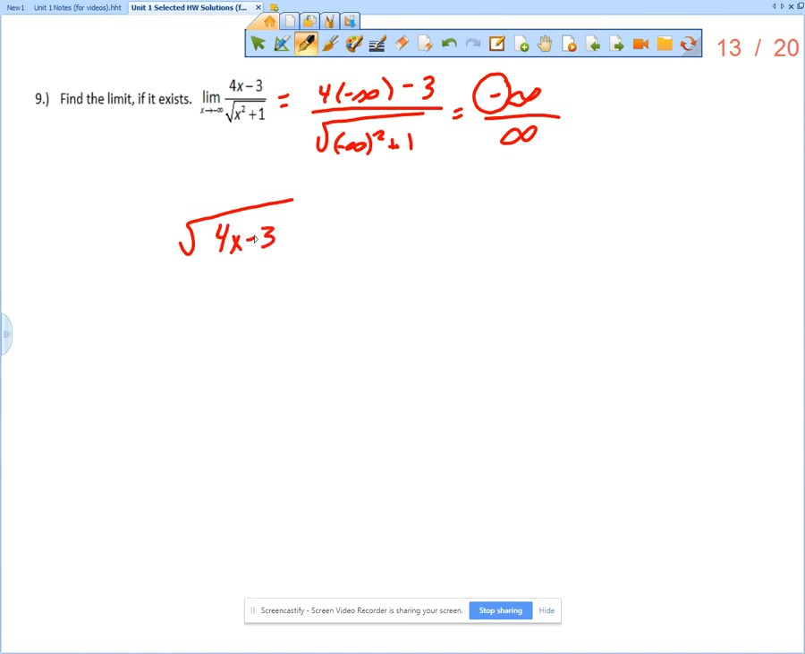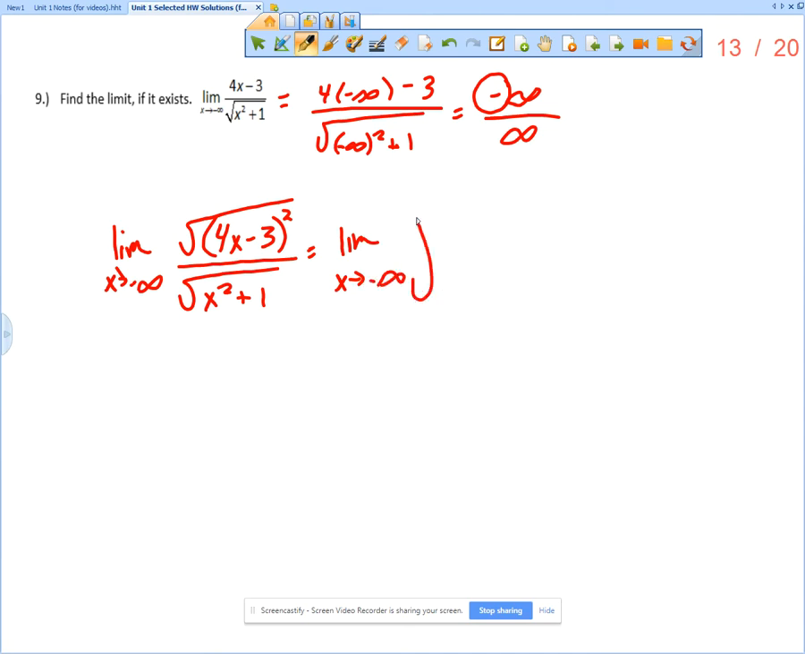Well, I can't just arbitrarily square root, but what if I square root and square 4x minus 3? Then is this result the same as what I had initially? And the answer is yes. So that's what I'm going to do. Now, if you remember some rules of powers here, these square roots are both on the numerator and denominator. So I could actually rewrite this as the square root of the entire fraction, (4x minus 3) squared divided by x squared plus 1. So that means then I can use the property of limits that we discussed before to bring the square root out.